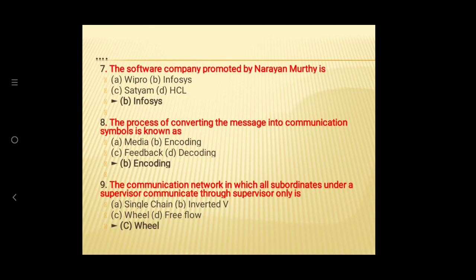The communication network in which all subordinates under a supervisor communicate through the supervisor only is wheel. In the formal communication channels, we see networks such as single chain, inverted V, wheel, free flow. In the wheel network, the subordinates do not get any freedom or liberty, or they cannot take self decisions to communicate with each other, to share their ideas and views. They should ask permission and communicate through their supervisor only. That is wheel network. Option C is the right answer.